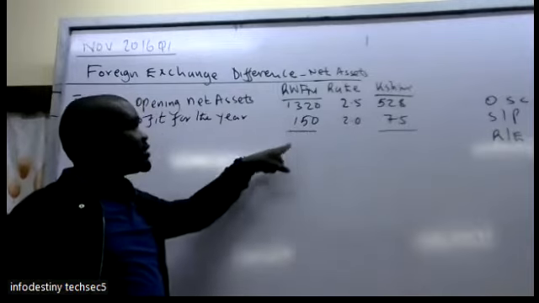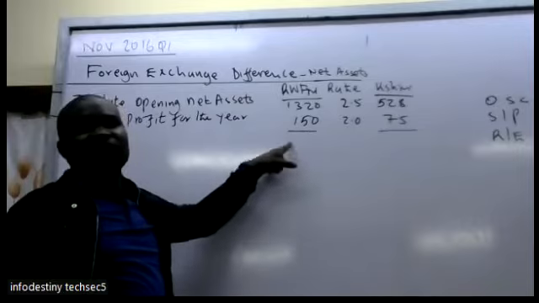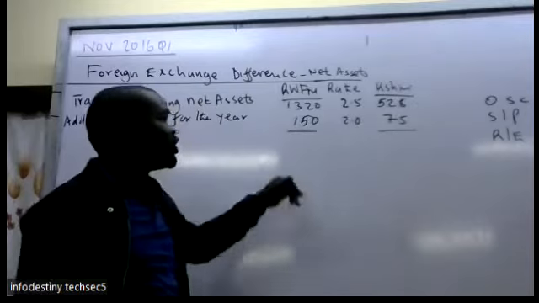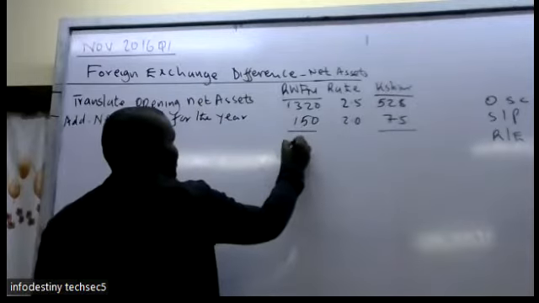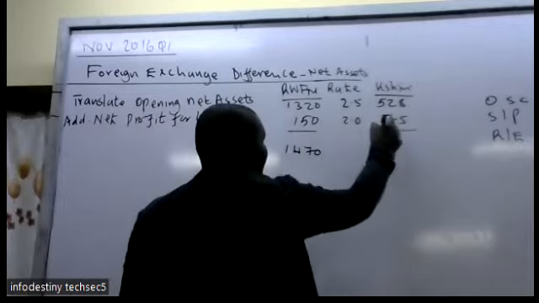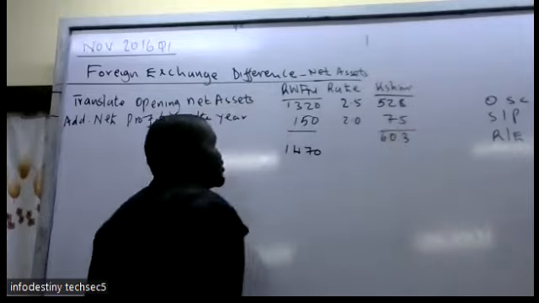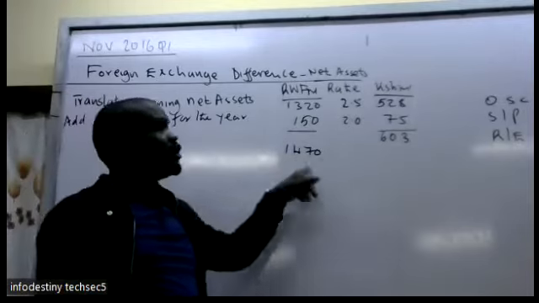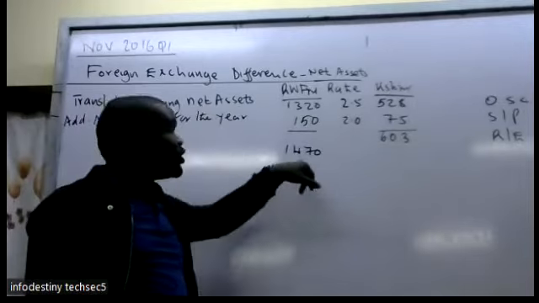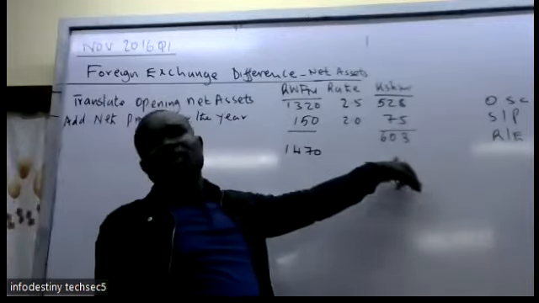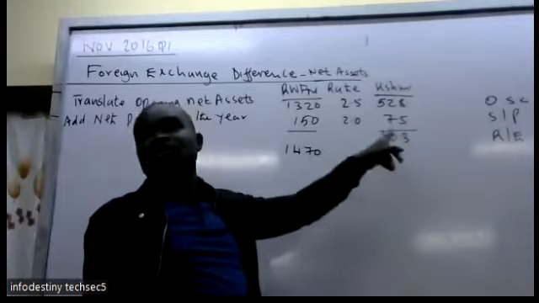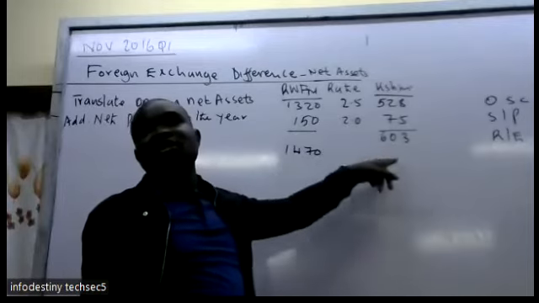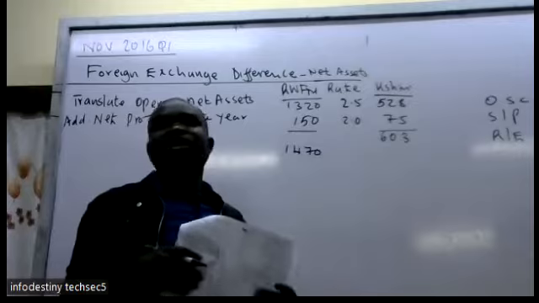When you are adding this and this, skip one line, then you write the figure. So this plus this will be 1470. And this one will be 603. So now this is the closing. So when you translate the closing at closing rates, you should get 603. Because this is closing, this is also closing. If it fails to give you the 603, then the difference is the exchange gain or loss.